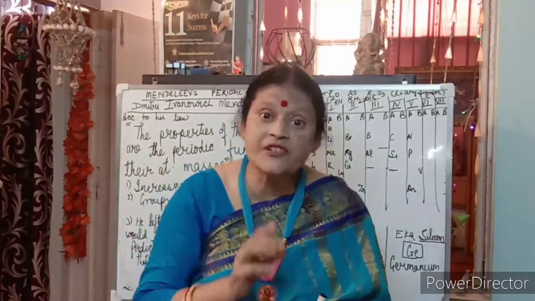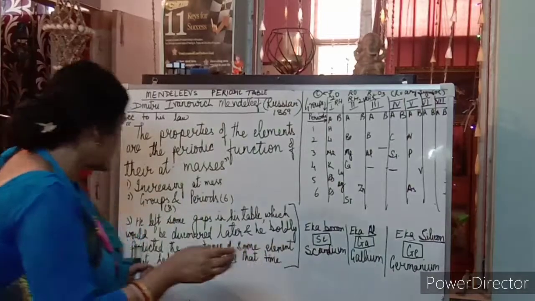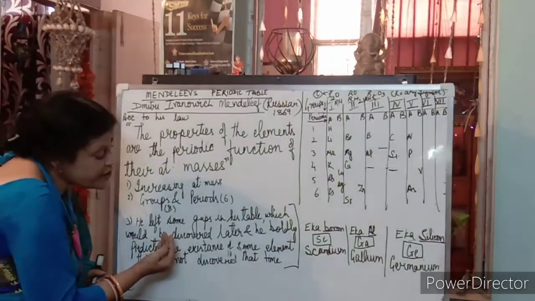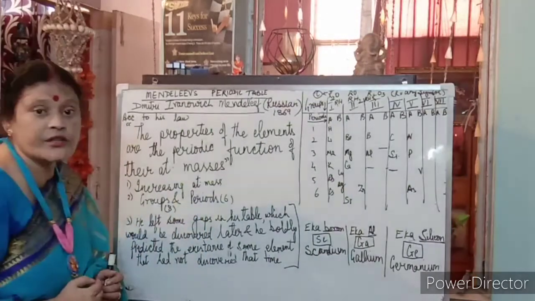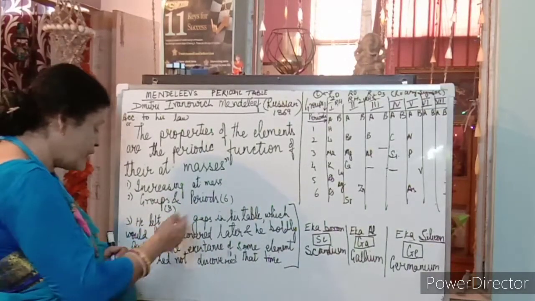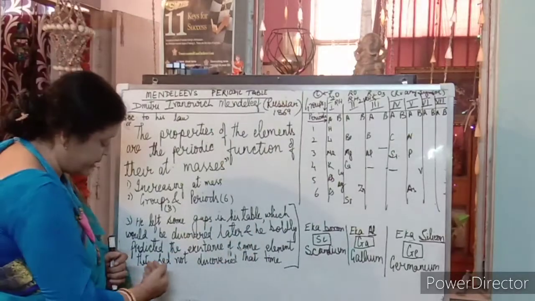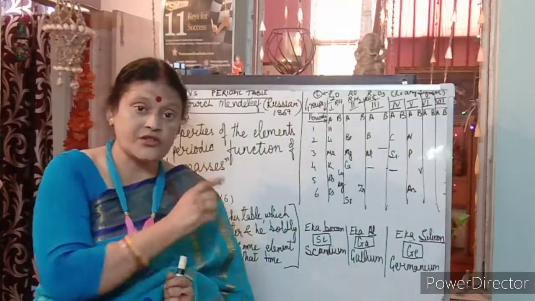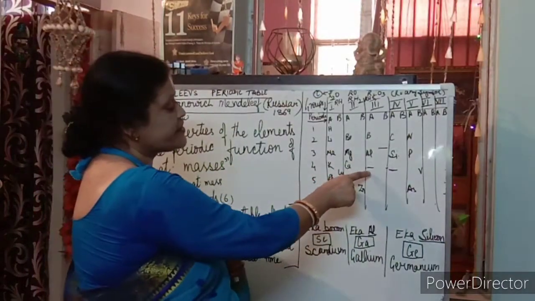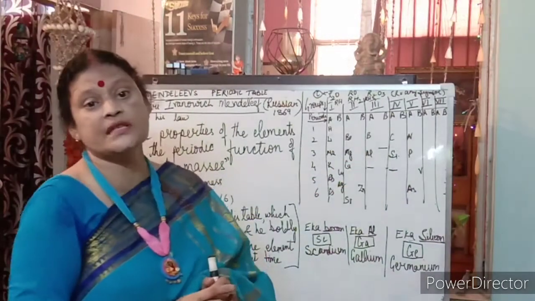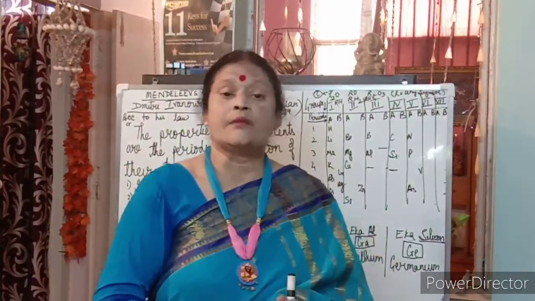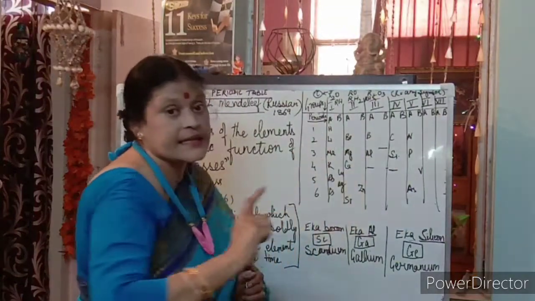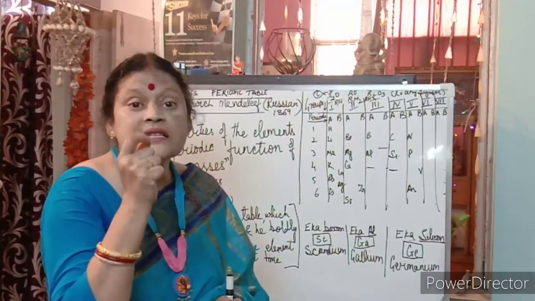Third, he left some gaps. Very, very important, student. He left some gaps in his periodic table for elements which would be discovered later on, and he boldly predicted the existence of elements that had not been discovered at that time. He left gaps under those elements, and he boldly predicted that whenever one is discovered, it has to be placed under this, and he gave the symbol.